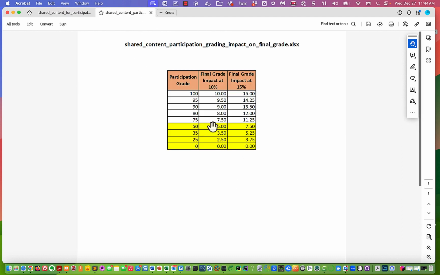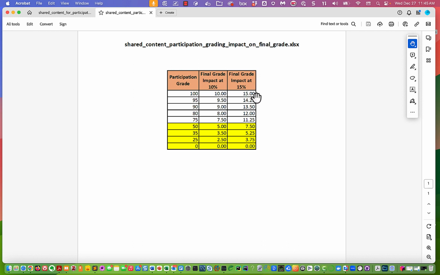So what happens when you translate these over into impact on final grade? Well, of course, if you got a participation grade of 100, and the participation grade makes up 10% of your final grade, that has a 10-point impact on your final grade. That's a whole letter grade. That's the difference between an A and a B.